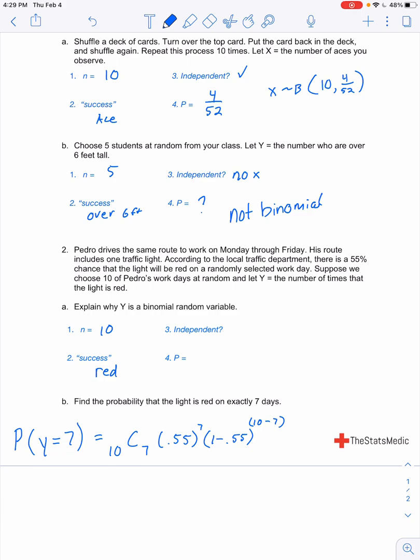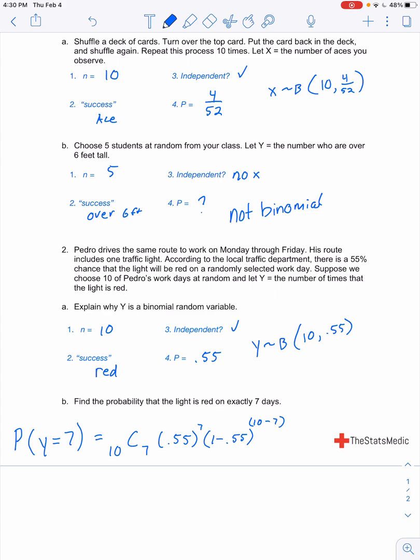Is it independent? Meaning one day, does that influence the next day? Yes, it is independent, so we're good to go. So one day doesn't influence the next day. The probability they gave it to us is 0.55. Okay, so we're going to say, yes, they gave us Y as the variable. I don't usually like that, but whatever. Y is binomial, and our N is 10, and our probability is 0.55. And there we go.